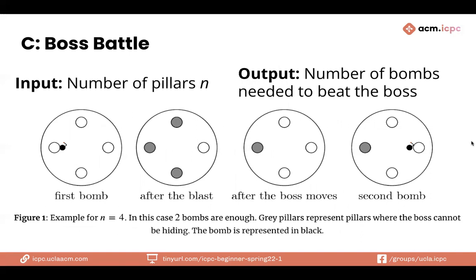So our input is the number of pillars n, and all we need to give as output is the number of bombs needed to beat the boss. So here's an example of n equals 4, where there are 4 pillars in the room. When you throw your first bomb at any position, you eliminate those 3 pillars. Then on the next turn, assuming the worst case that the boss was on the one pillar that you didn't blow up, he can move to either the top or the bottom pillar. So neither of those pillars, you can be sure he is no longer behind. So you mark them as white, and then you can throw your last bomb on the right side to eliminate all 3 at once, ensuring that you definitely defeat the boss.